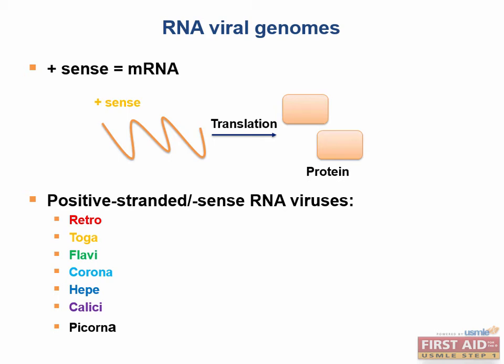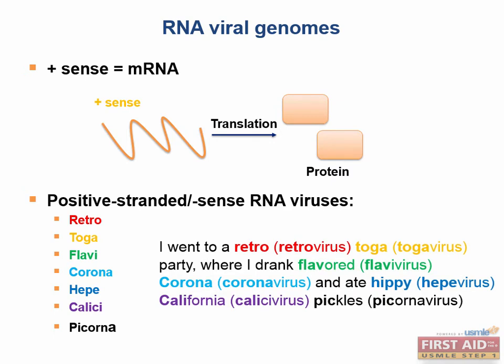Here is a list of all the positive-stranded RNA viruses. We have the retrovirus, togavirus, coronavirus, hepavirus, calicivirus, and the picornavirus. A mnemonic in First Aid to help us remember them is, I went to a retro toga party where I drank flavored Corona and ate hippie California pickles. Hopefully we can use this to remember that retrovirus, togavirus, flavivirus, coronavirus, hepavirus, calicivirus, as well as picornavirus are positive-stranded RNA viruses.